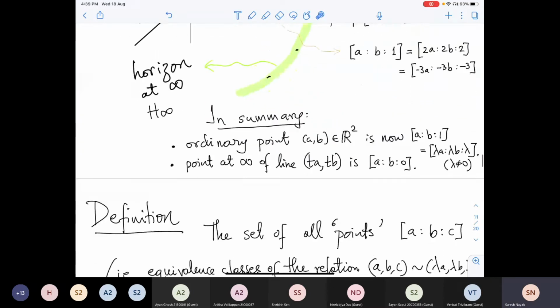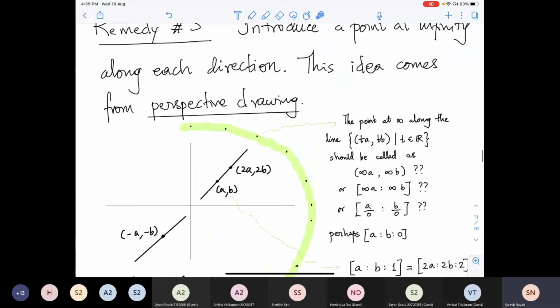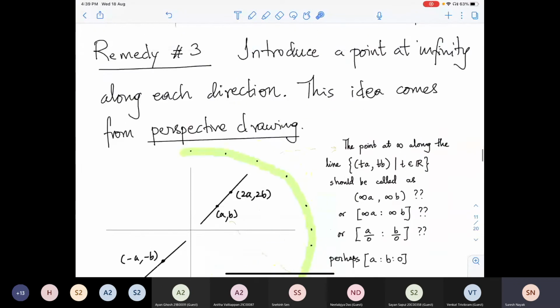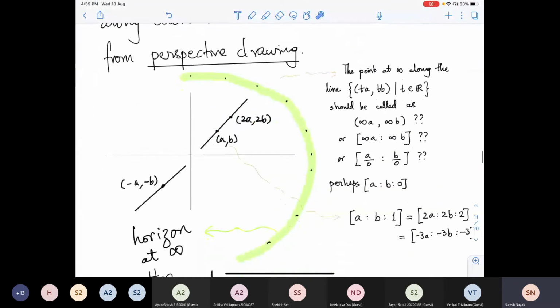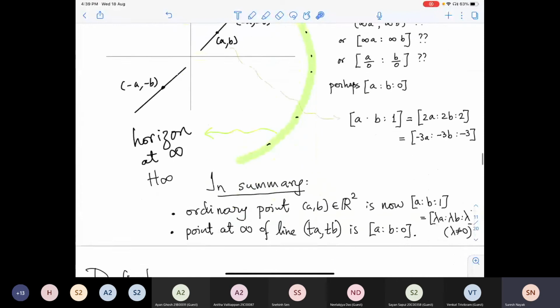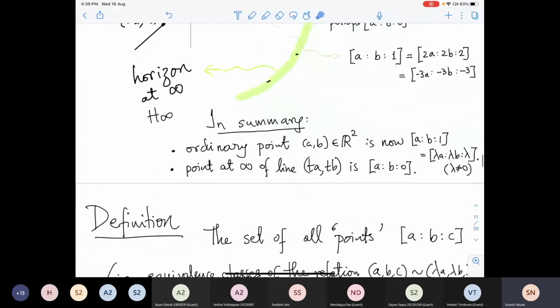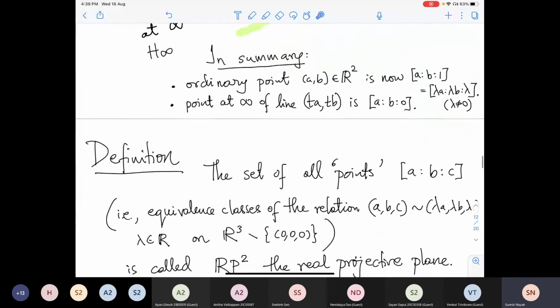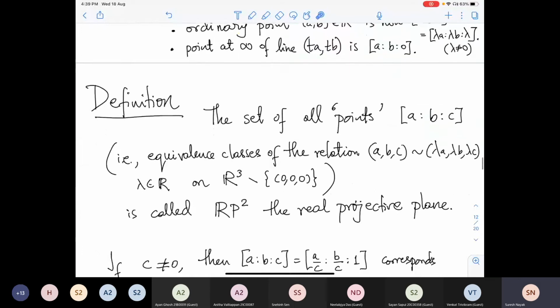This is called projective geometry, and it actually requires one or two lectures on its own. So I'm just trying to condense it and give you an intuitive idea of what it looks like. I hope you are able to get something out of this. So let's now make the definition.